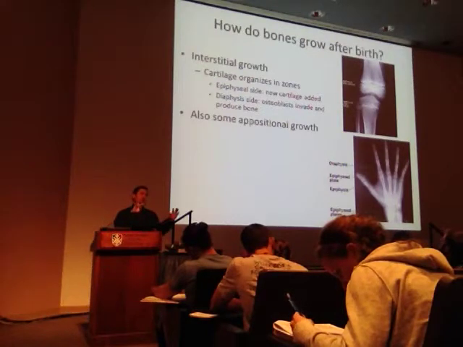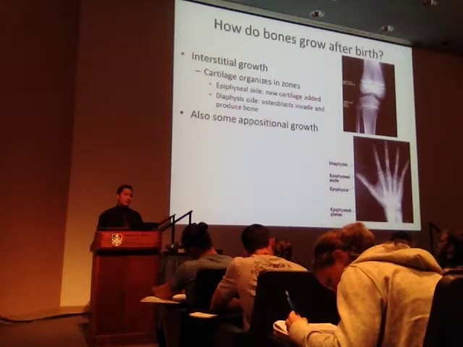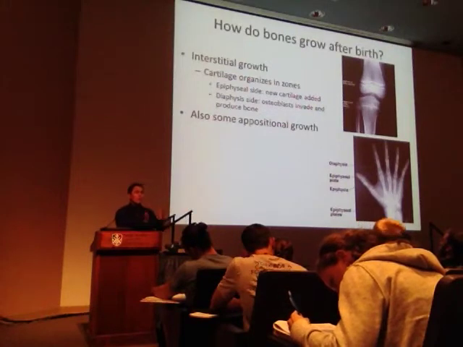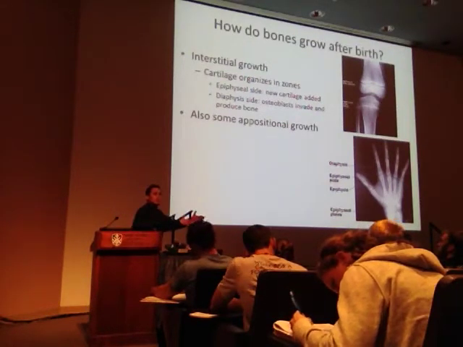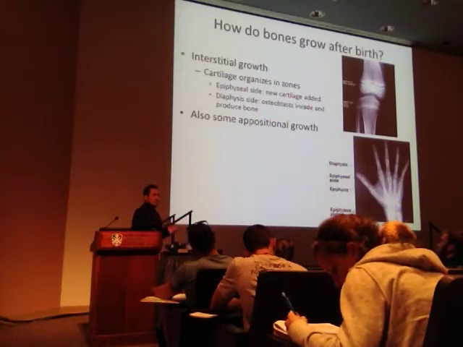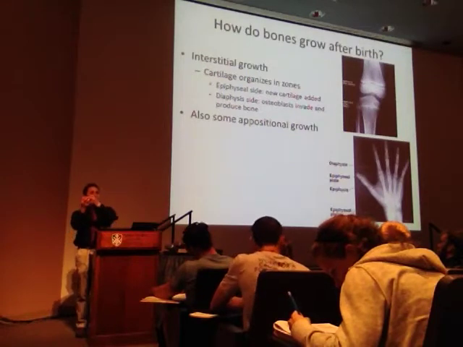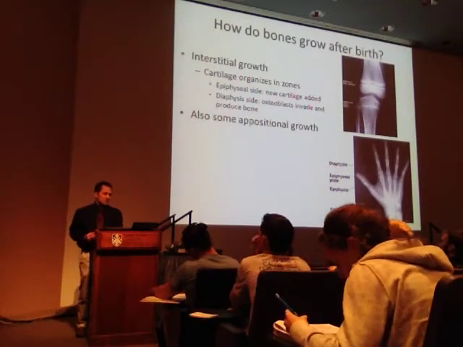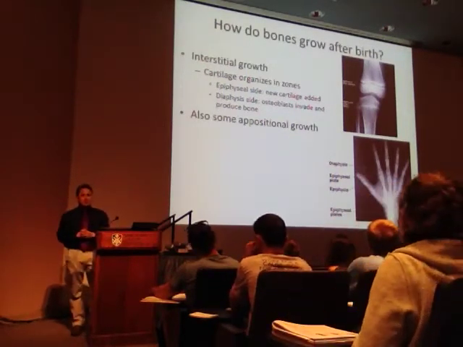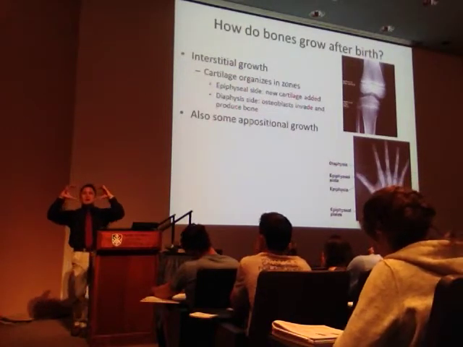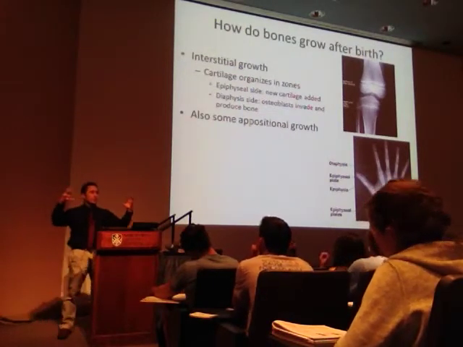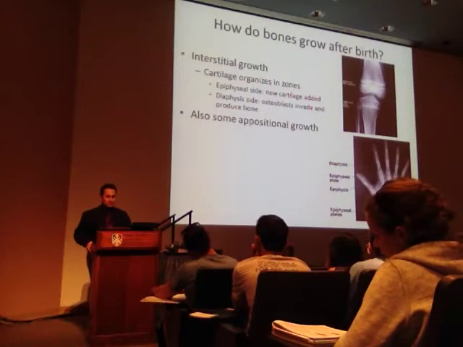So we kind of have 4 different terms that we need to know. The last lecture talked about what happened when you're in the womb: intramembranous and endochondral. Now that we're born, as a child, we still have the ability to lengthen the bones, but we call it something different. Now we call it interstitial growth. If we want to increase the diameter, or the size, or the girth of the bone, we'll call that appositional growth.